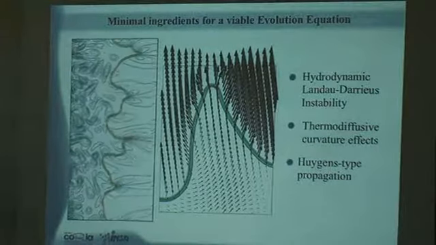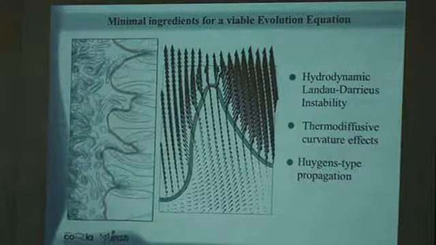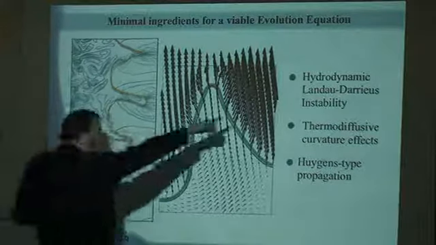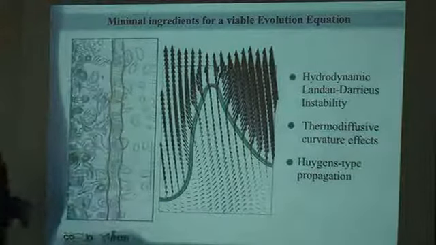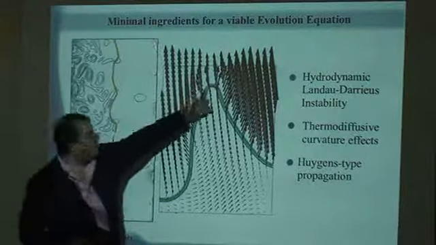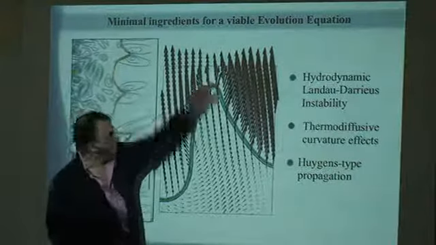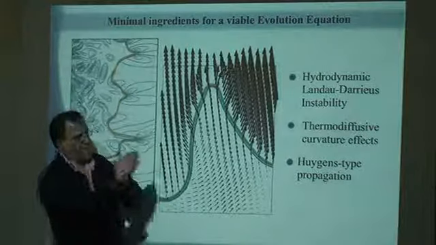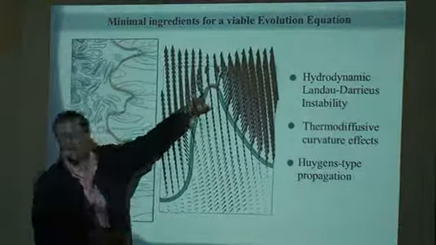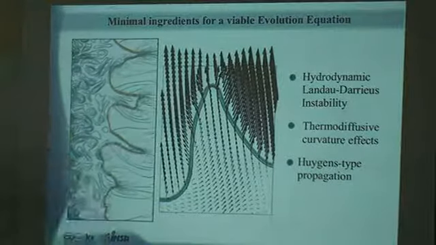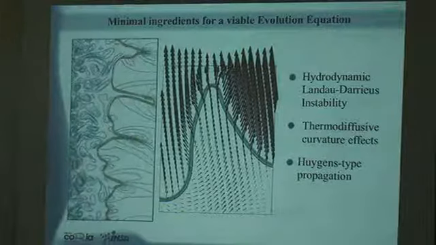And there is a third effect. We tend to stabilize the hydrodynamic Darrieus-Landau instability. It is the thermodiffusive effects coming at the cusps. The cusp will not be like that, they will be smoothed by this curvature thermodiffusive effect.